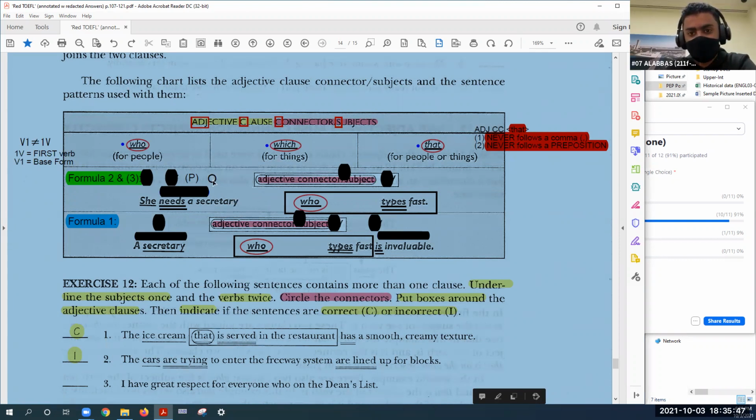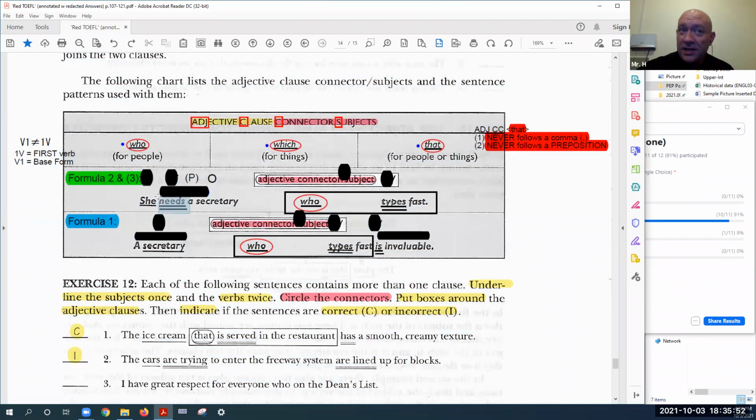It's an object. But it follows a verb, right? So if it follows a verb, what does that mean? It's an object. Okay. And then next, who is a connector and types is the second verb.